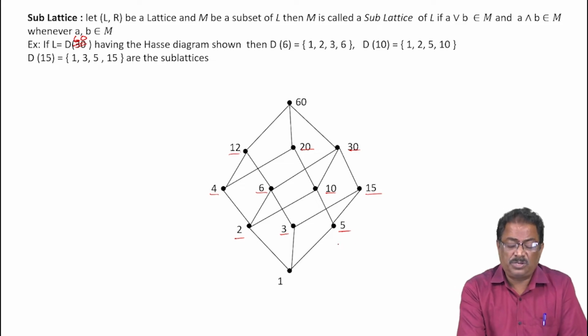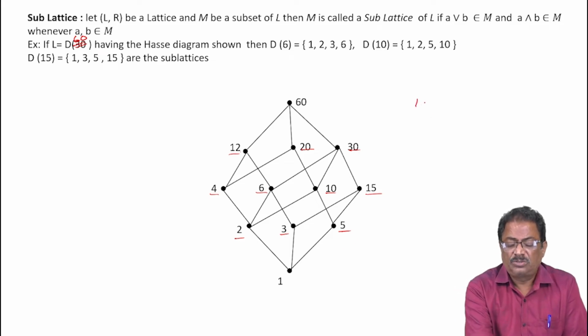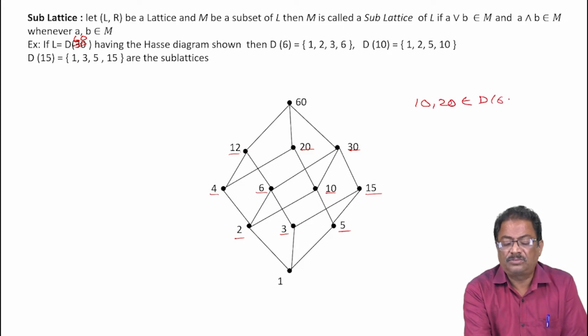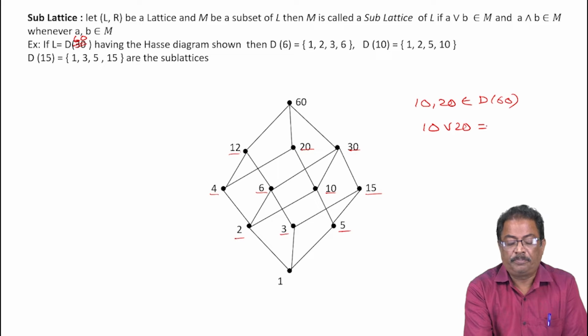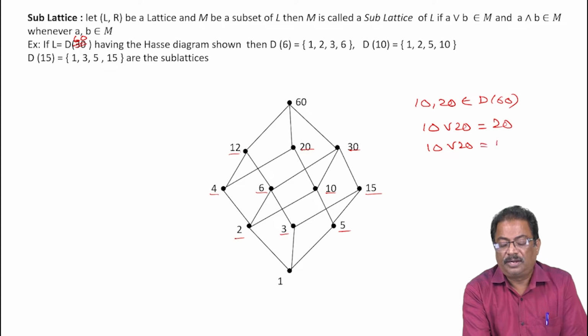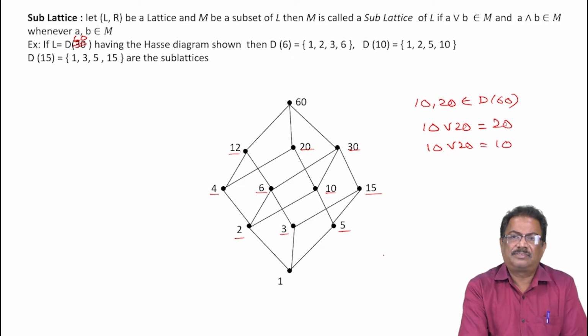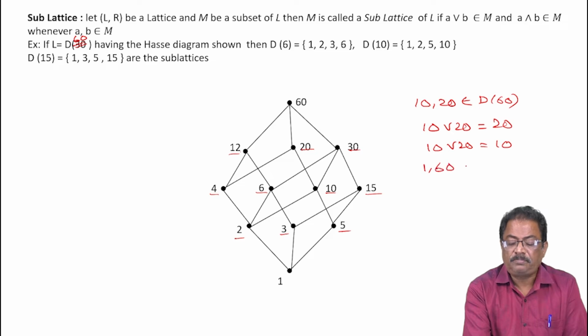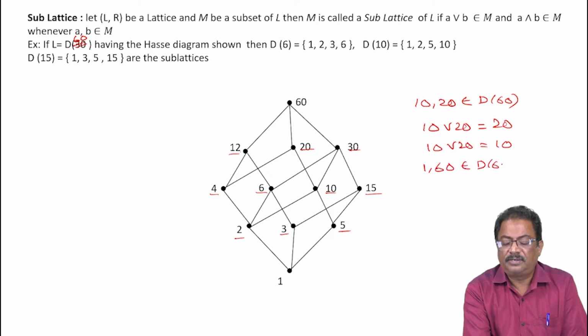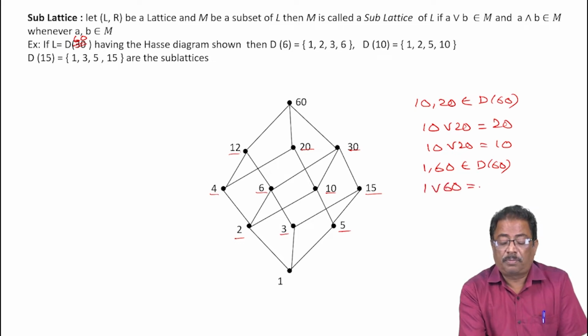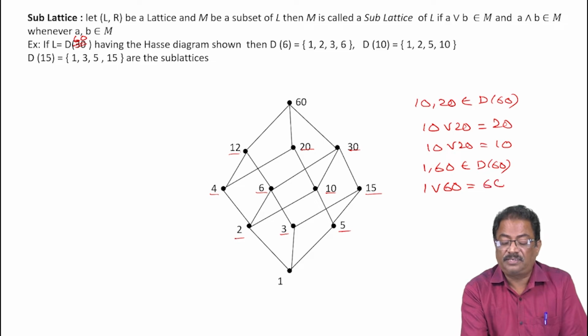that it is a lattice because you can consider any pair of elements. So let us say 10, 20 belongs to D60. Then the least upper bound of 10, 20 is 20, and the greatest lower bound of 10, 20 is 10. Like that you can consider anything. 1, 60 belongs to D60, divisors of 60. So the least upper bound of 1, 60 is 60, and the greatest lower bound of 1, 60 is 1.